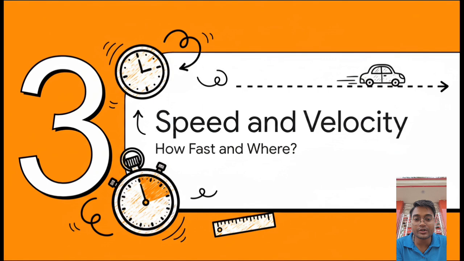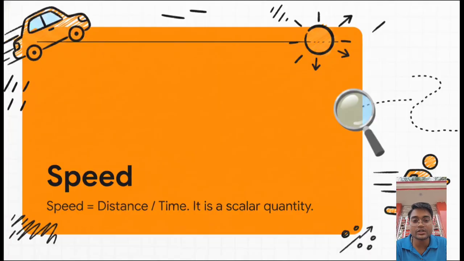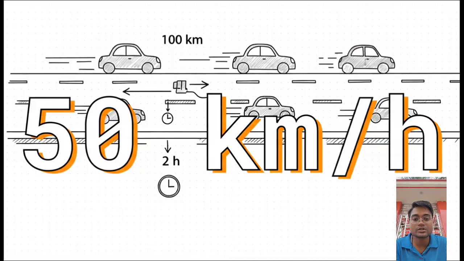Section 3. Speed and velocity. How fast and where? All right, first up is speed. Speed tells us exactly how fast an object is moving. The formula is beautifully simple. Speed equals distance divided by time. Just like distance, speed is a scalar quantity. It simply measures how fast a distance is covered without worrying at all about which way the object is actually going. And this brilliantly illustrates the math in action.